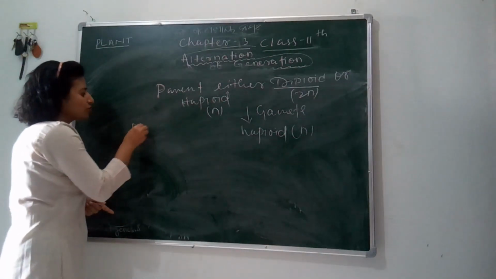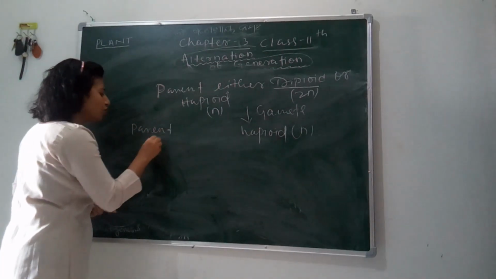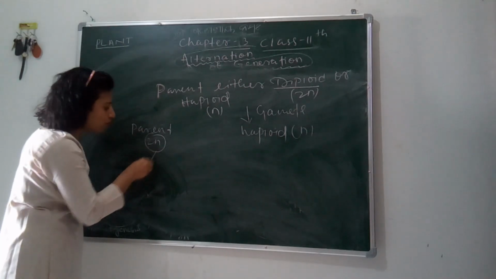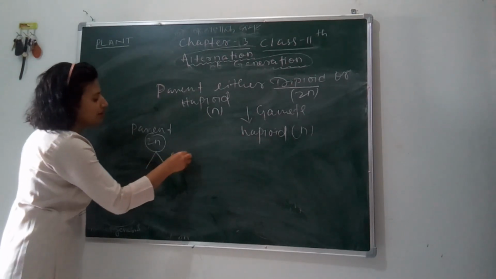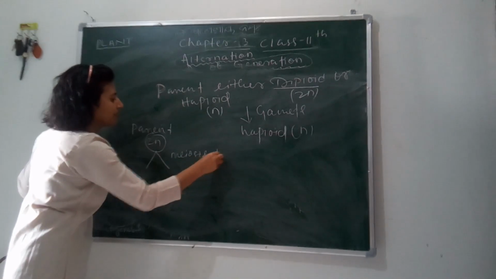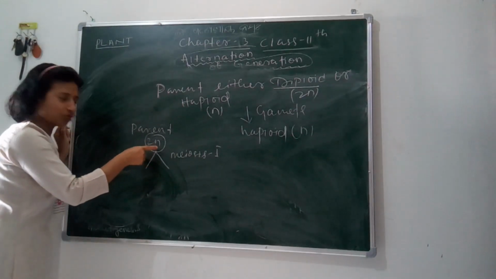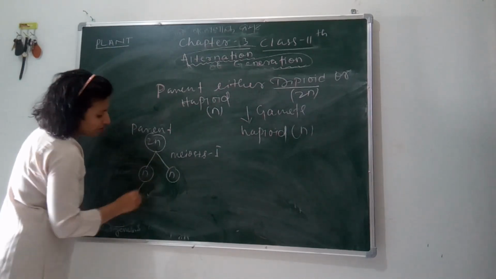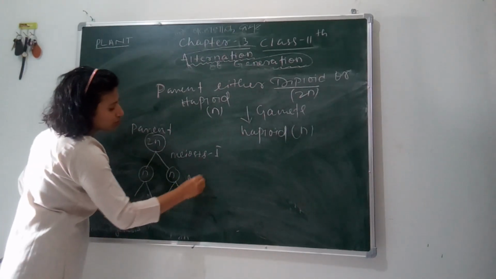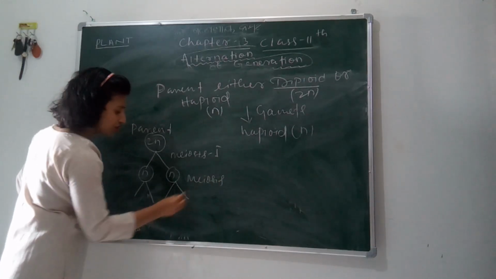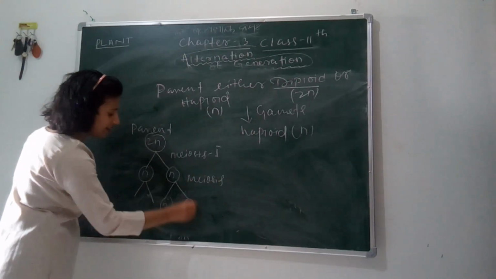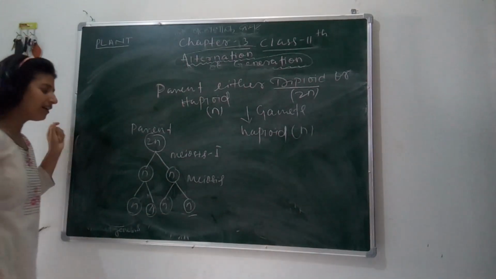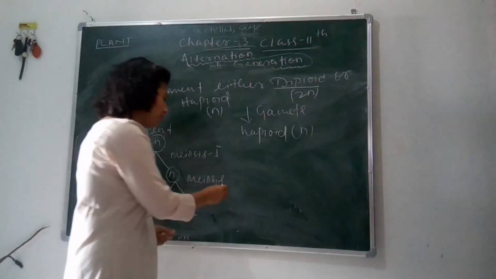So how does this occur? Let's see. If the parent is 2n, and it has to produce a haploid gamete, it goes through meiosis. This is meiosis 1, and in meiosis 1 the chromosome number gets halved, so here n and n. And then meiosis 2 occurs. Meiosis 2 gives rise to n, n, n, n. So here 4 spores are formed, each n, through meiosis 2.